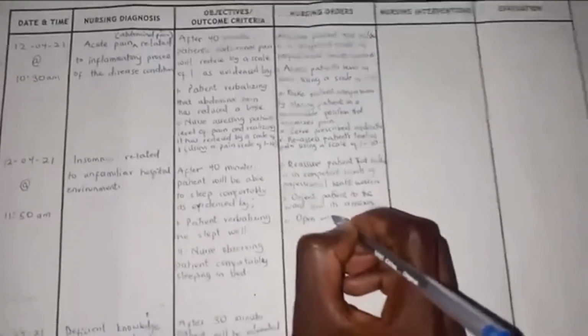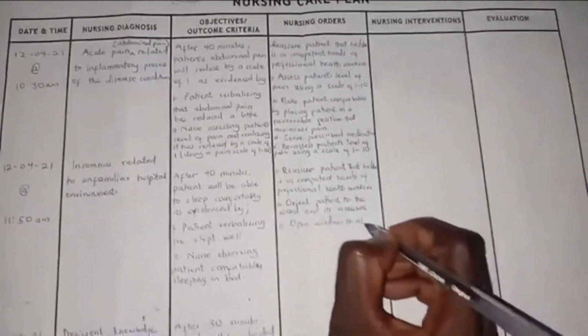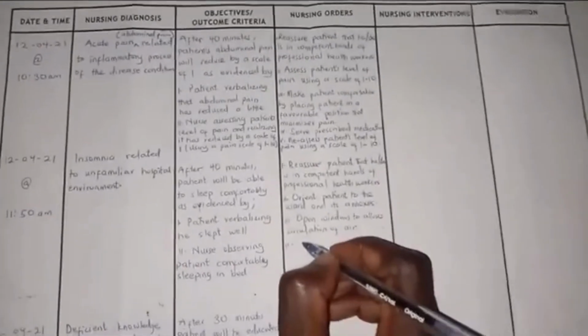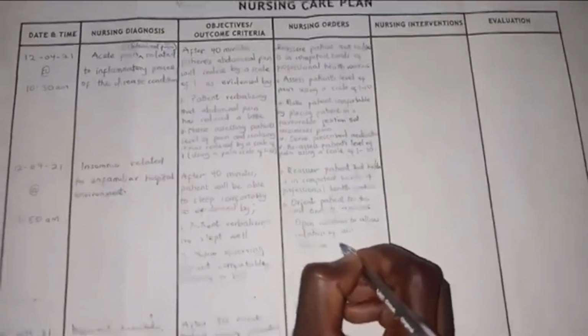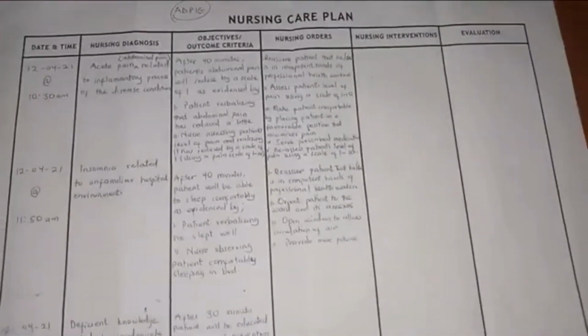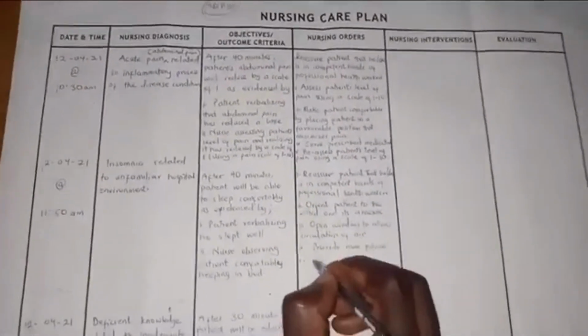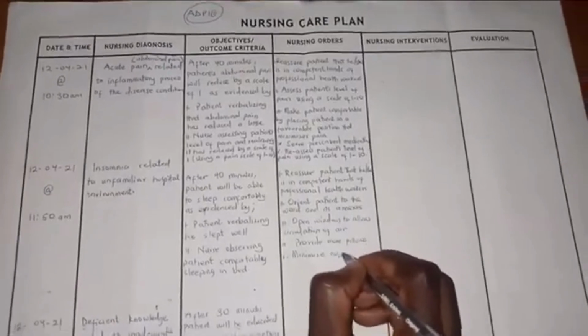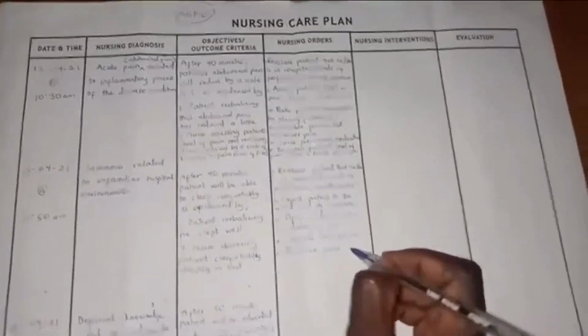You can open windows to allow circulation of air. You can provide more pillows. Okay. And what else can you do? You minimize noise as much as possible so the patient can sleep. So you can go on and on with the list of things you can do for the patient. Okay. But just as I said, 5, 6 is okay.